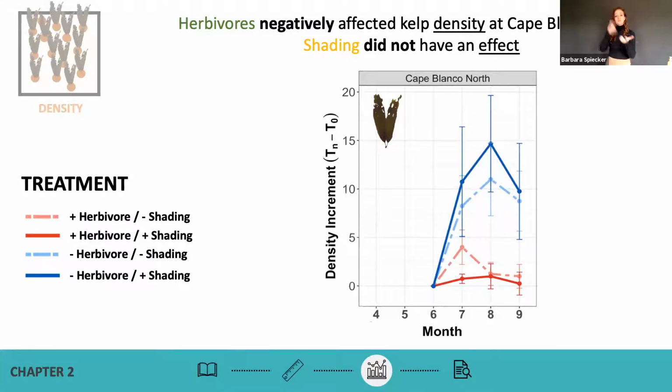Okay, so in the figure, what we can see is that the red colored family at the bottom there has a lower density than the blue one. And this shows that herbivores negatively affected kelp density. Now comparing the dark and light lines for each color, you can see that they don't differ greatly, right? The blues are up at the top and both of the reds are down at the bottom. So here you can see shading didn't have an effect on density.